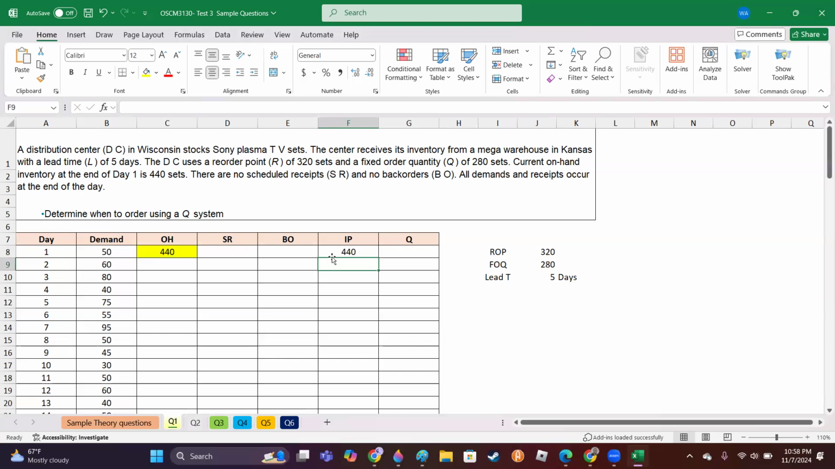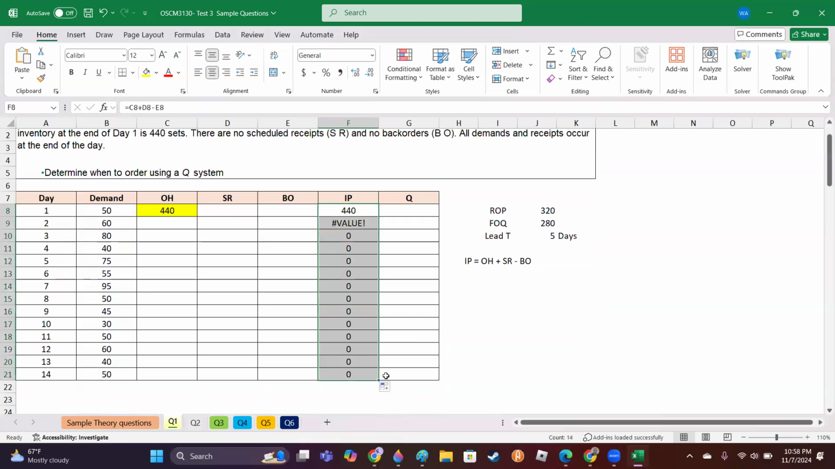I'll repeat that over and over for each and every day, basically just looking to see, at the end of the day, how much inventory we have in the system. The inventory position formula stays the same: a function of the on-hand inventory plus our scheduled receipts minus our back-ordered items. Since this formula stays the same, I will drag it all the way to the bottom. There's no need to do it each and every time when you can just do it one time and drag your formula all the way down.